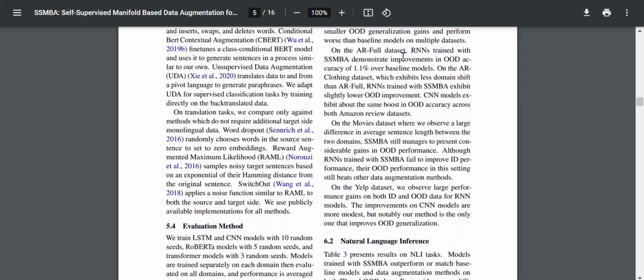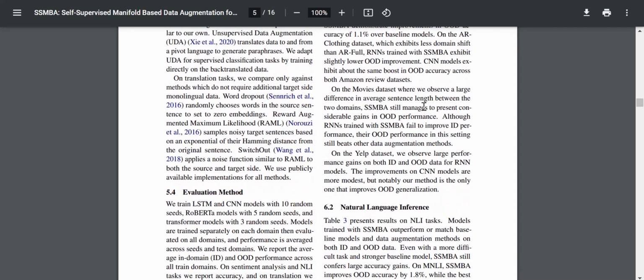On the Amazon review full dataset, RNNs trained with SSMBA demonstrate improvements in out-of-domain accuracy of 1.1% over baseline. On the Amazon review clothing dataset, which exhibits less domain shift than the full dataset, RNNs trained with SSMBA exhibit slightly lower out-of-domain improvement. CNN models exhibit about the same boost in out-of-domain accuracy across both the datasets.